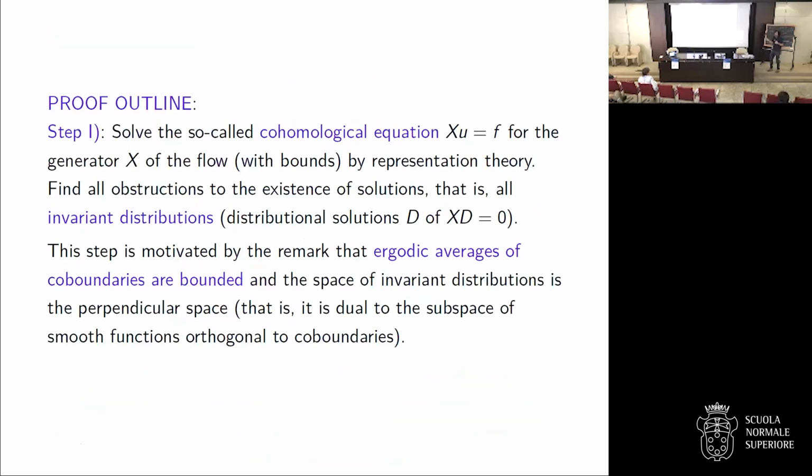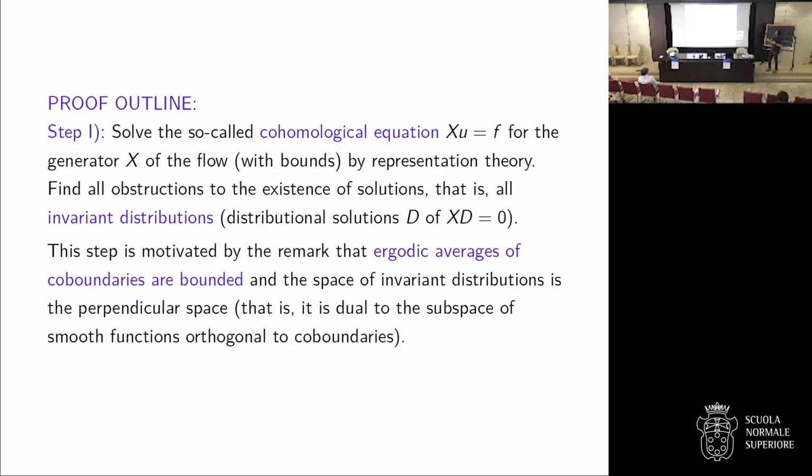Now, the proof outline. The point is that we start by looking at what is called the cohomological equation. Why do we look at the cohomological equation? The main reason is that we are interested in ergodic integrals, and everybody doing dynamics knows that if you take the ergodic integral of a coboundary, you get something bounded, especially if the transfer function is bounded.